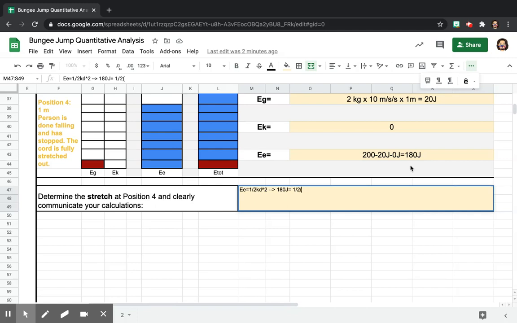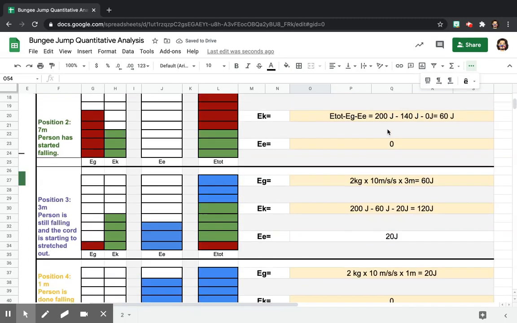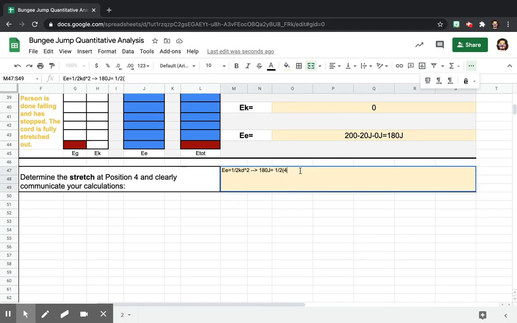So 1/2, I know that my K, which is my spring constant, is, let's remind ourselves by scrolling up, it is 40. So go back down. 40 d squared, because I don't know what d is yet. So then now I can start to solve for things. So I want d squared by itself.